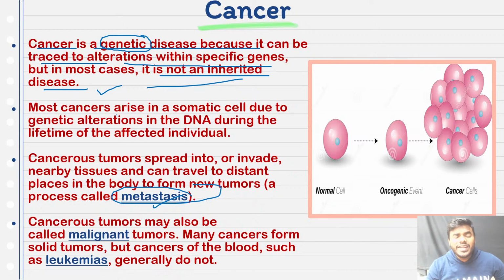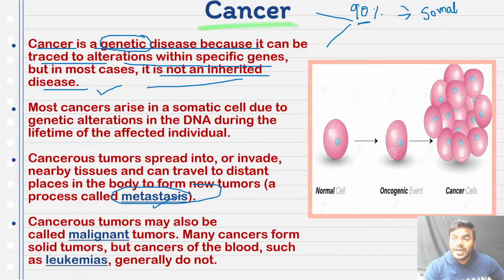And friends, the point here is in which cells cancers will occur. Listen to my statements, don't get confused. Friends, 90% of the cancers, I am talking 90%, will occur in the somatic cells only. What are somatic cells? Body cells. And please kindly don't get confused.